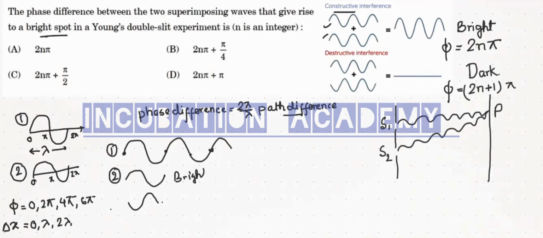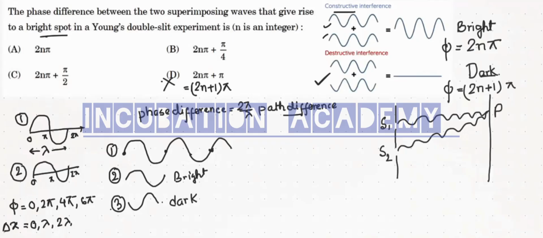Okay, if 1 and 3 combine, that is the out of phase, which is shown here also, then we get the dark. Now let us check the options and try to find out what it is. Let us start from D. Okay, so what is D? 2n pi plus pi. So we can say it is (2n plus 1) pi. So it directly matches with the dark. So D cannot be the answer.